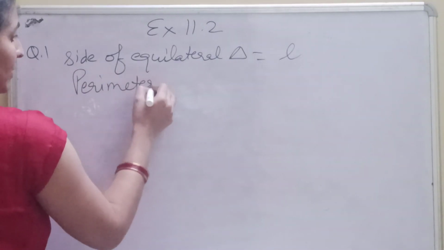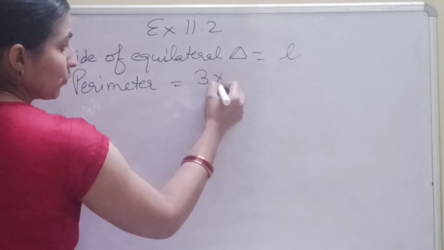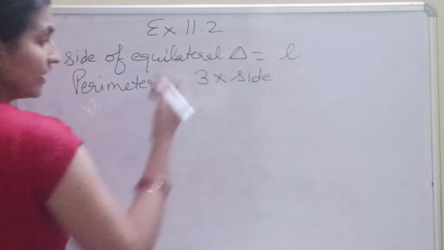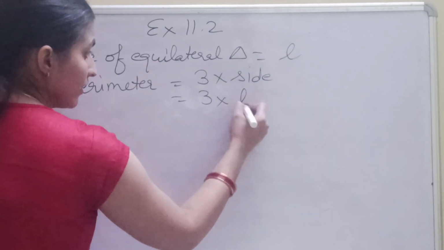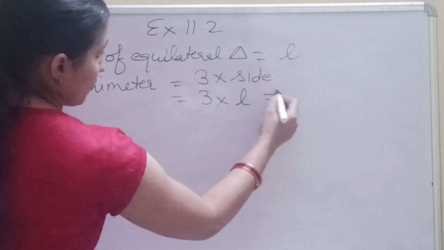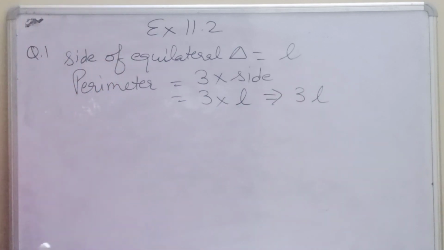So what is the perimeter of an equilateral triangle? 3 into side, we have done earlier. So 3 into, now the side is L. So 3 into L. That will become 3L.